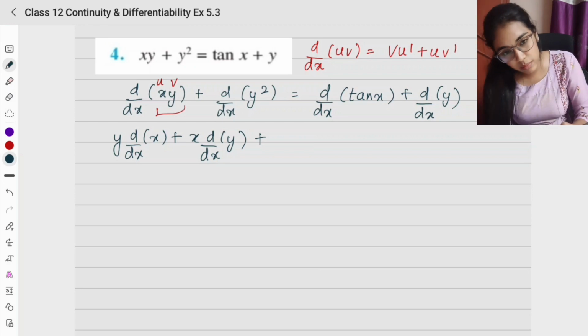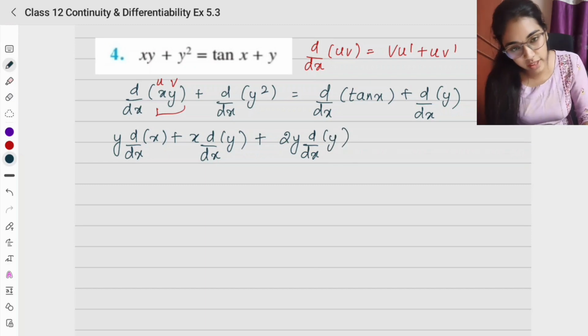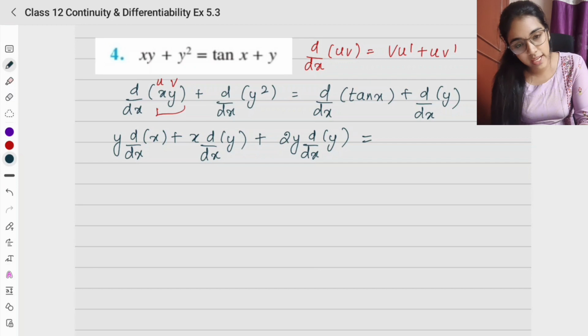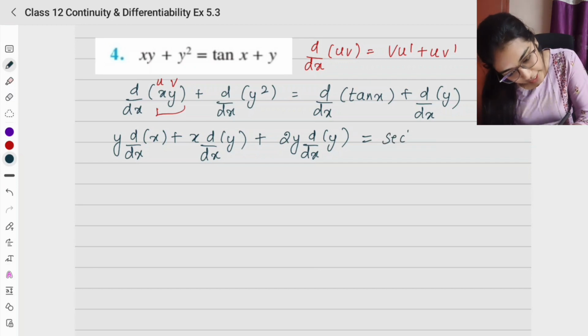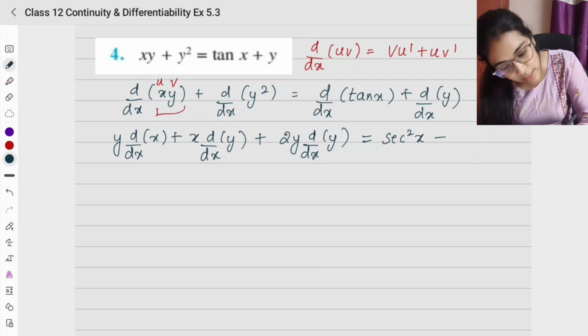Plus second term, d by dx of y square. So I am going to have 2y times d by dx of y. Y square's derivative is 2y and I have y. So d by dx of 2y equal to tan x, whose derivative is going to be secant square x. The variable is x, so when differentiating we get 1. Plus here I have dy divided by dx.